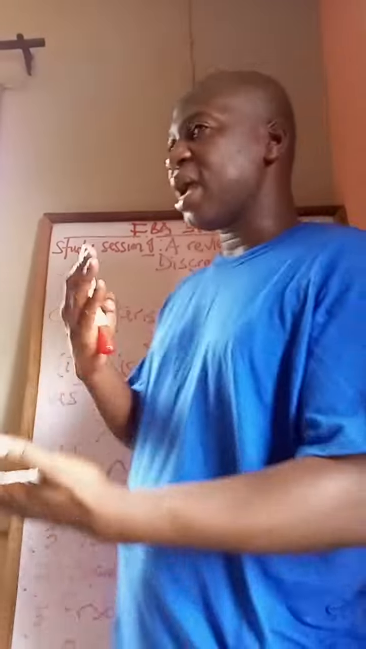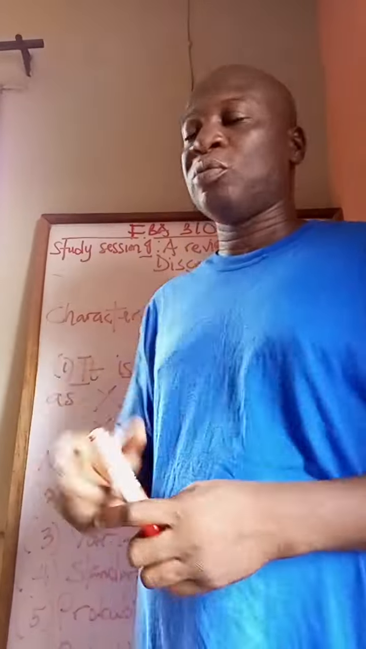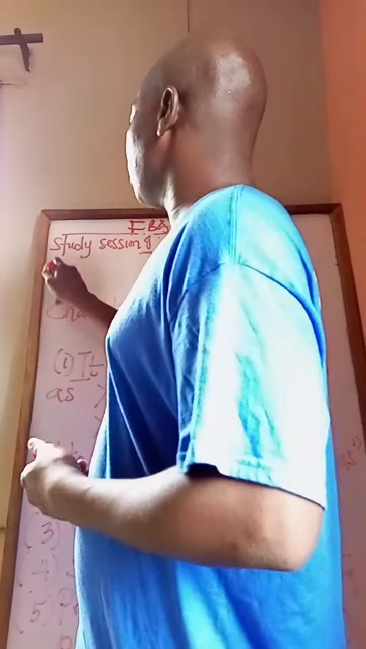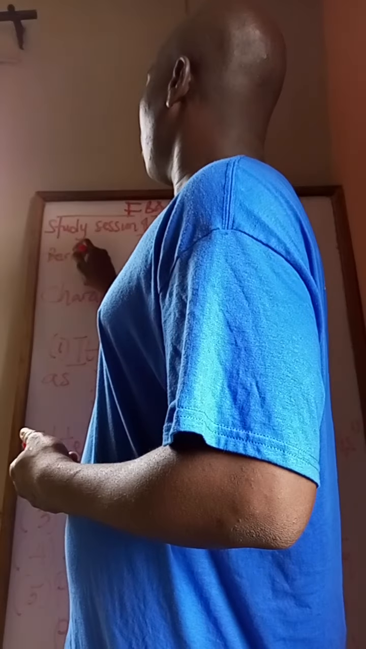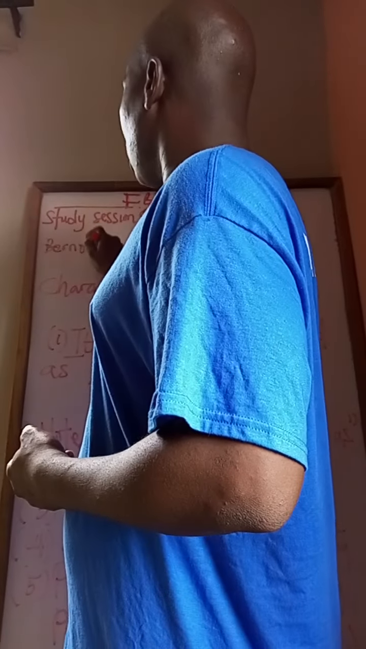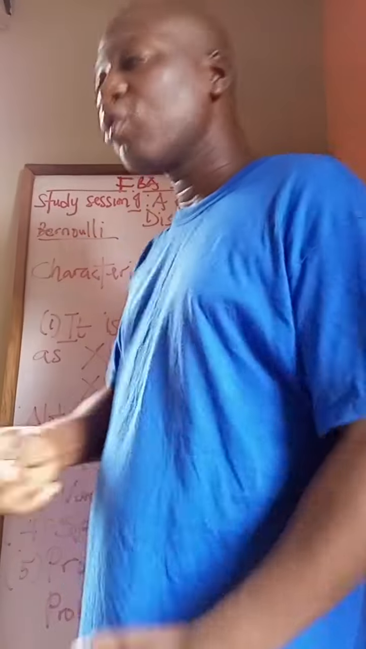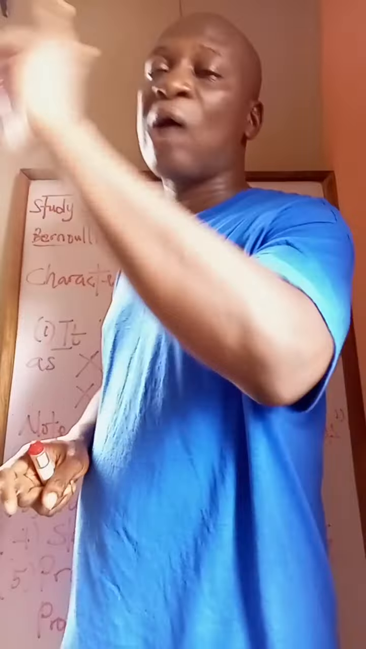You can write: a Bernoulli distribution is a discrete probability distribution that has only two outcomes. I say again, a Bernoulli distribution. It is spelled Bernoulli. A Bernoulli distribution is a discrete probability distribution that has only two outcomes.